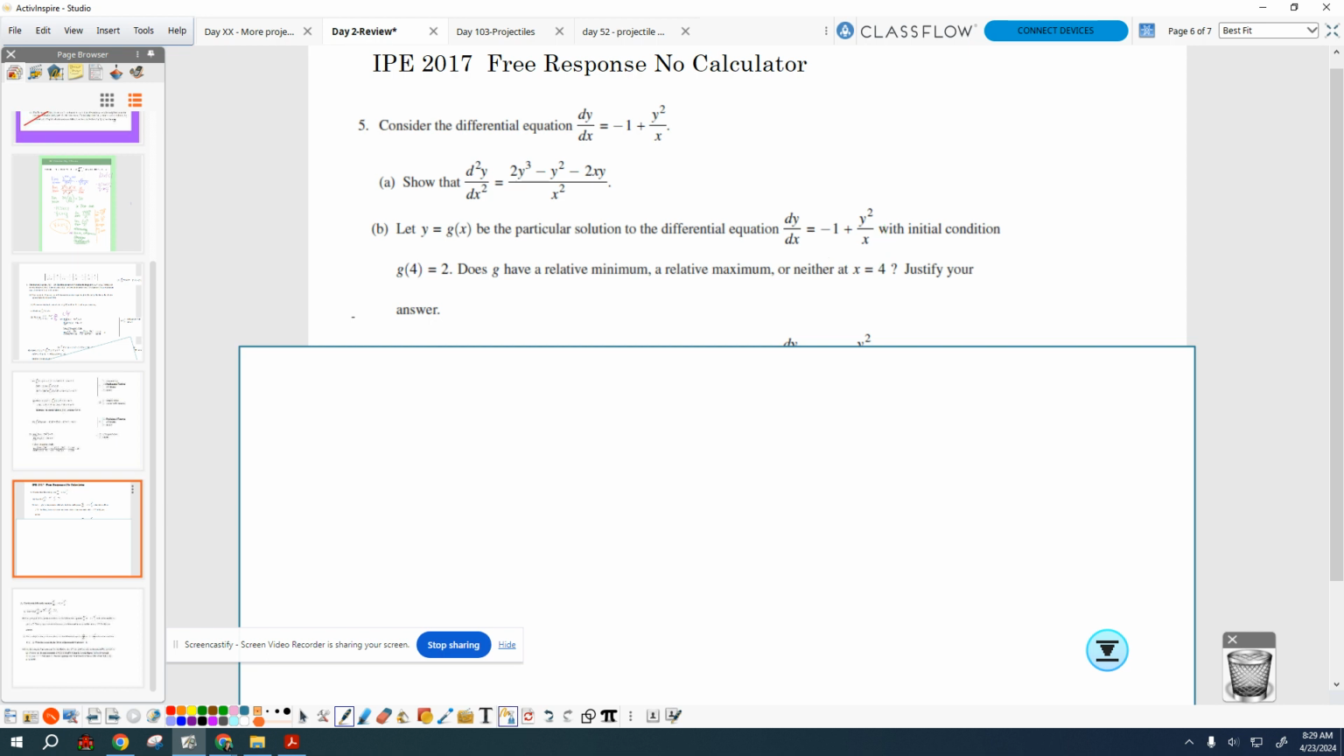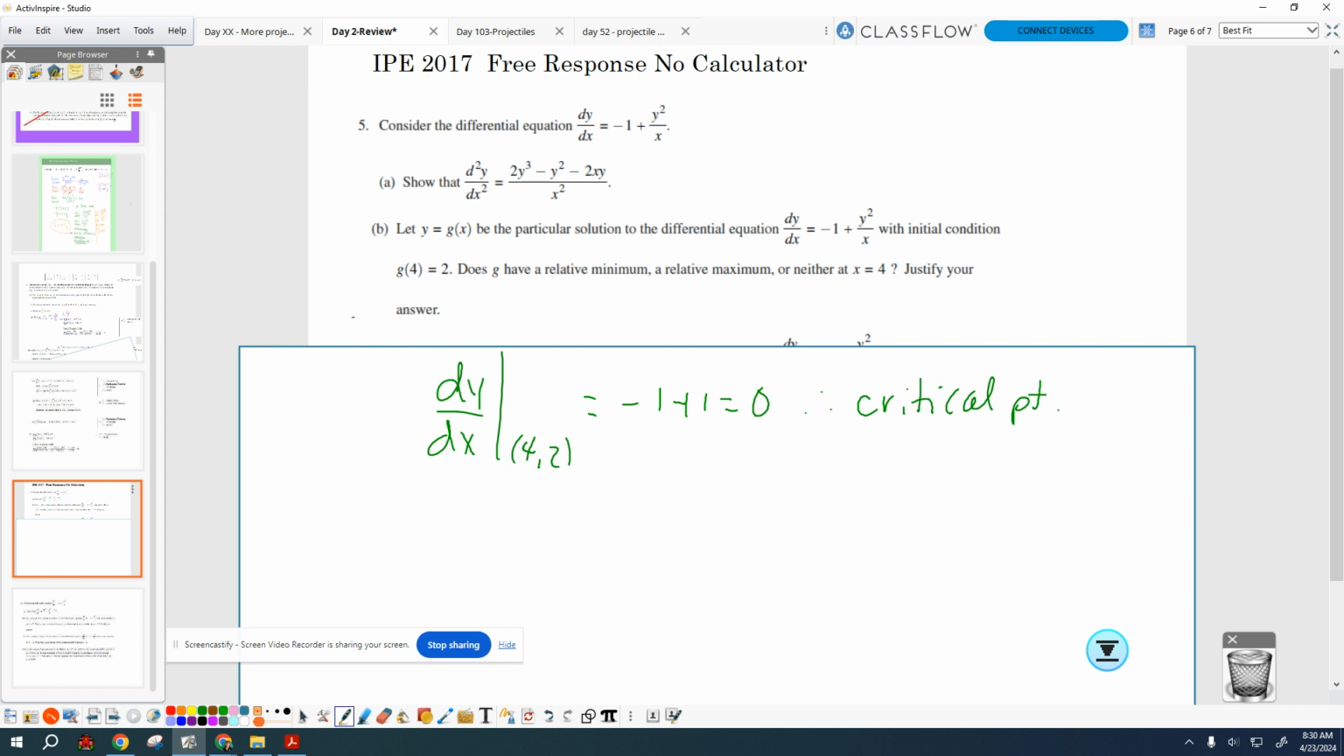Okay, but back to the question, what has to be true if there is a maximum or a minimum? So the first derivative has to be 0 at the coordinate that I am asking about. So what is dy dx at the coordinate 4, 2? 0. It is 0. So -1 plus 2 squared over 4 squared, -1 plus 1 is 0. So there is a critical point. The first derivative at that specific spot was 0.